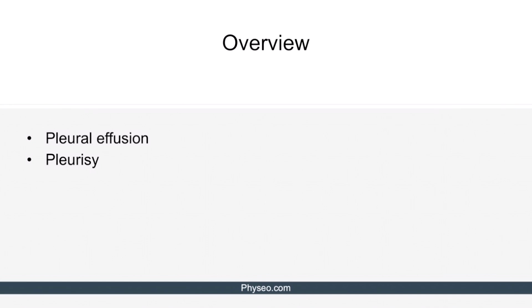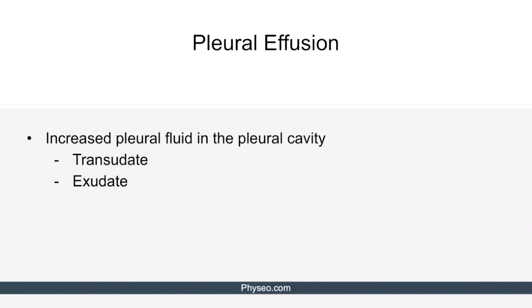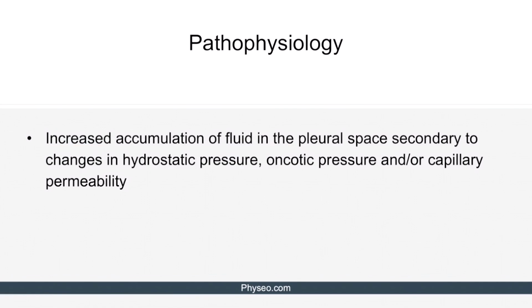Let's begin by discussing pleural effusion. Pleural effusion refers to a condition where there is increased pleural fluid in the pleural cavity. It can be generally divided into transudate and exudate. Pleural effusions occur as a result of the increased accumulation of fluid in the pleural space, secondary to changes in hydrostatic pressure, oncotic pressure, and/or capillary permeability. Let's discuss this in more detail on the next slide.